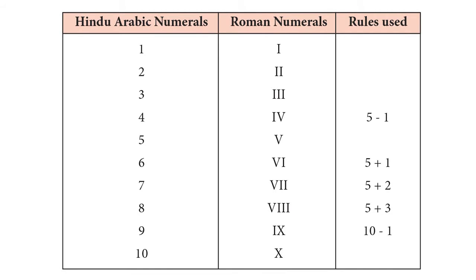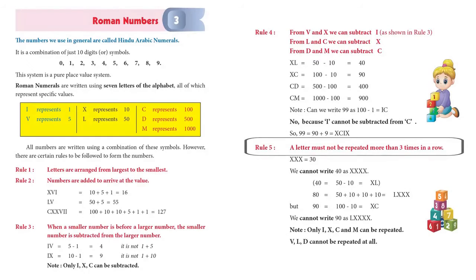Hindu Arabic numerals 1 to 10 are given. Then the second one is Roman numerals. For 1 it is I, for 2 it is 2 ones, for 3 it is 3 ones. Remember the rule, we can't use that same letter more than 3 times. So, for 4 it will be different. Let us see how it is.